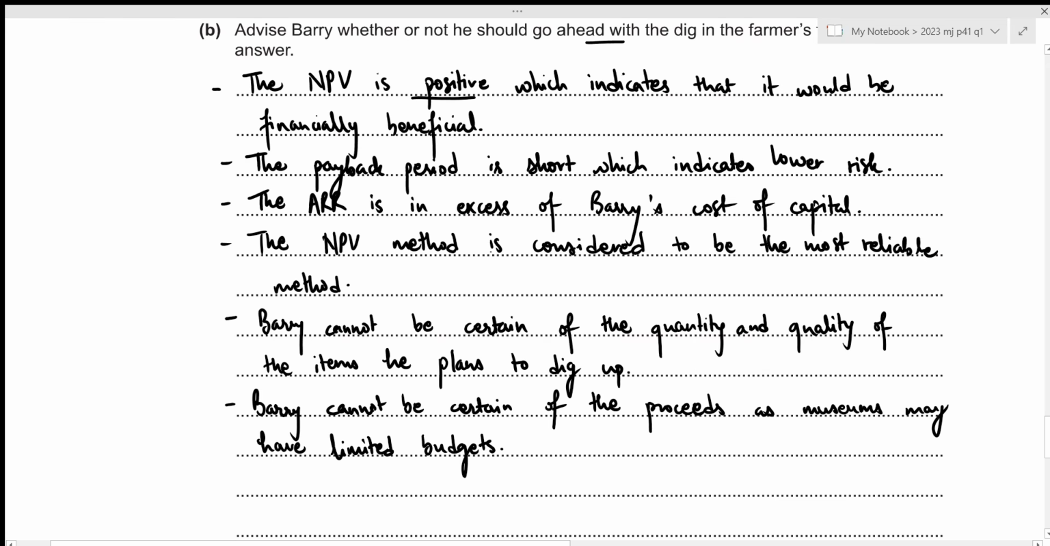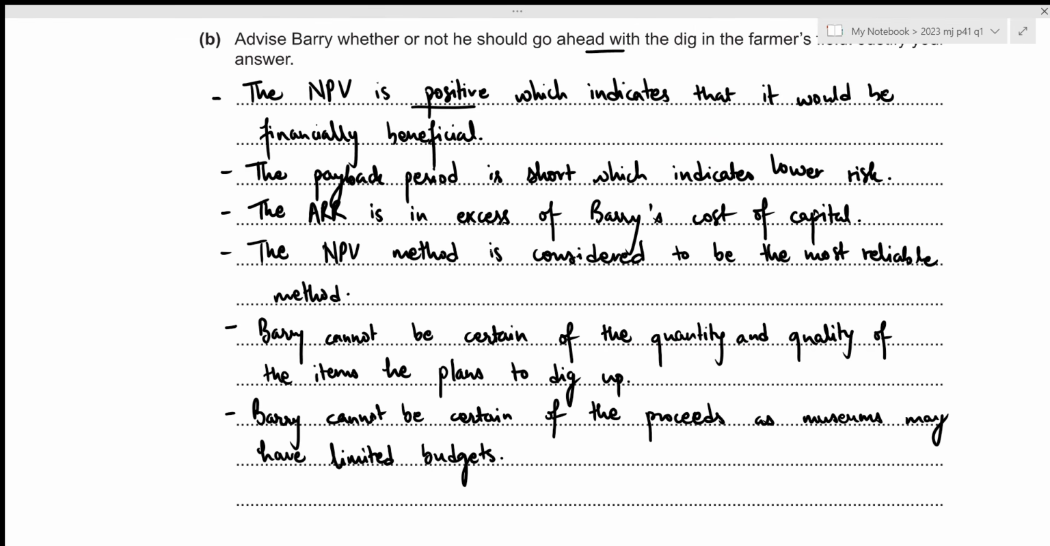Now we need to advise Barry on whether or not he should go ahead with the dig in the farmer's field. So personally, I would advise Barry not to go ahead with this project because regardless of the short payback period and positive net present value, it is inherently a very risky venture because he basically plans to dig up the items, right? And he does not know the condition of the items or the quality of the items, and he does not even know whether or not the museums are certain of buying all of the items that he digs up. So he cannot be so sure of the profit as well.